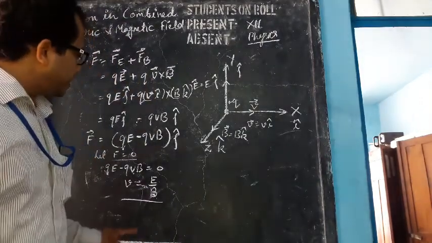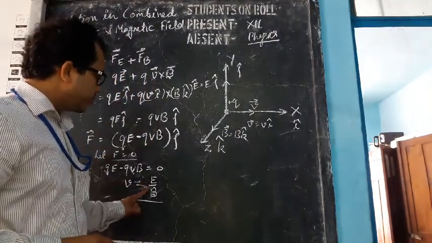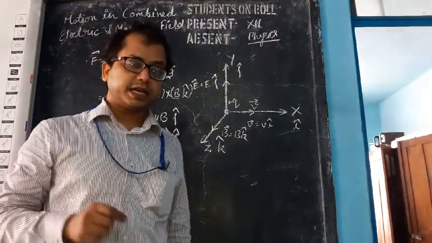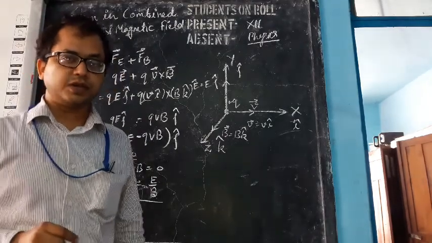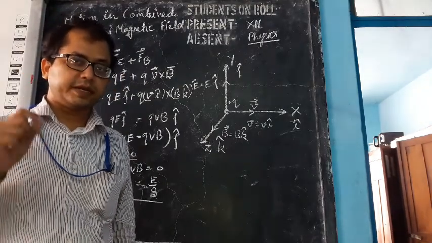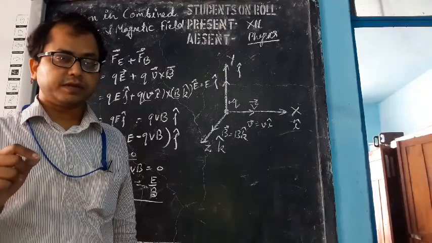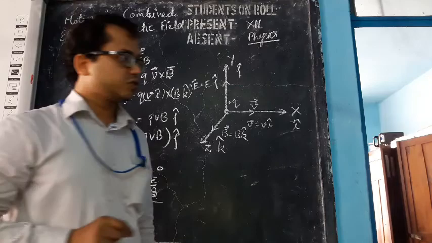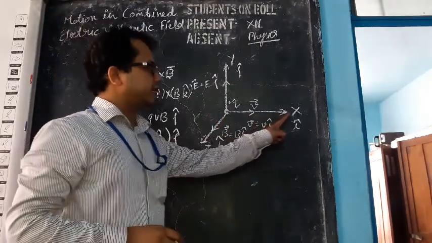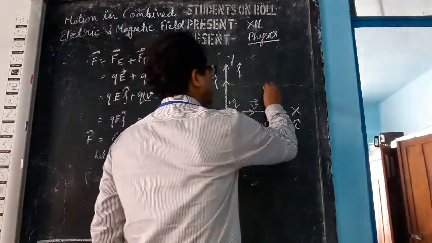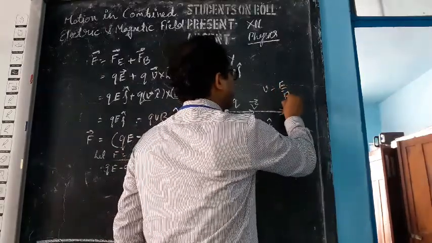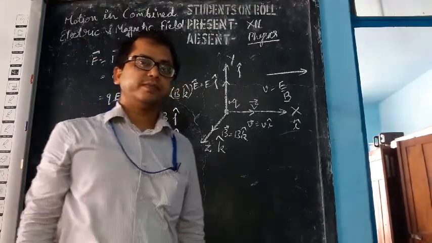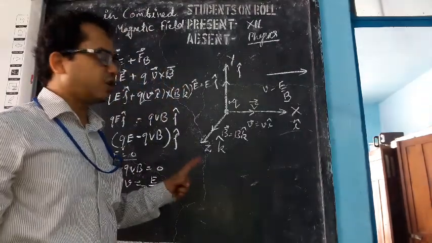So if a charged particle is moving with the velocity E upon B, then the net force acting on the charged particle will be 0. And if the net force is 0, then according to Newton's first law, a body at rest will remain at rest, and a body in motion will continue to be in the state of motion along the same straight line. So this charged particle which is moving along the x axis, if its velocity v equals E upon B, will move in the same direction, that is the x direction. Its direction will not change. So this is the use of the velocity selector.